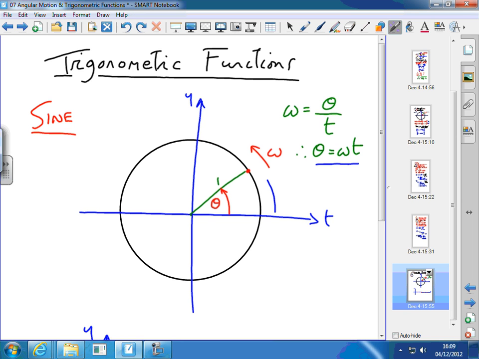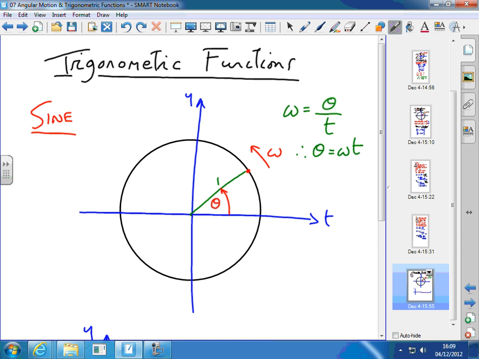What angle does this thing move? It's the rate at which it's moving, the angular velocity, multiplied by the time. So as time goes by, it's rotating. At any given moment, what's the angle theta? Omega times t. So whenever we've got theta, we could replace that with omega t.